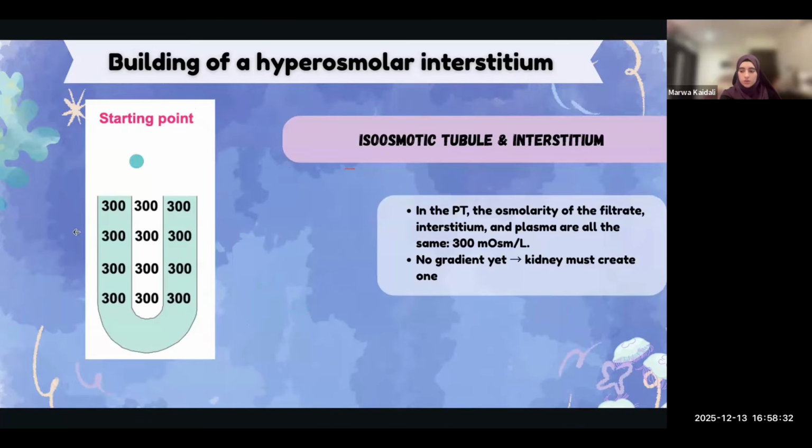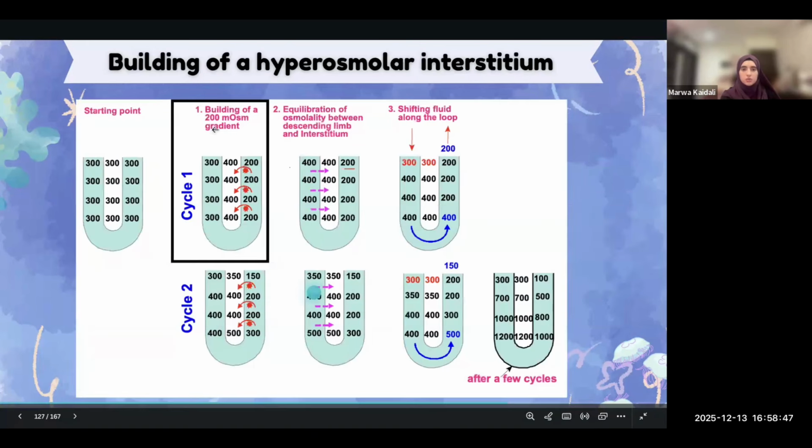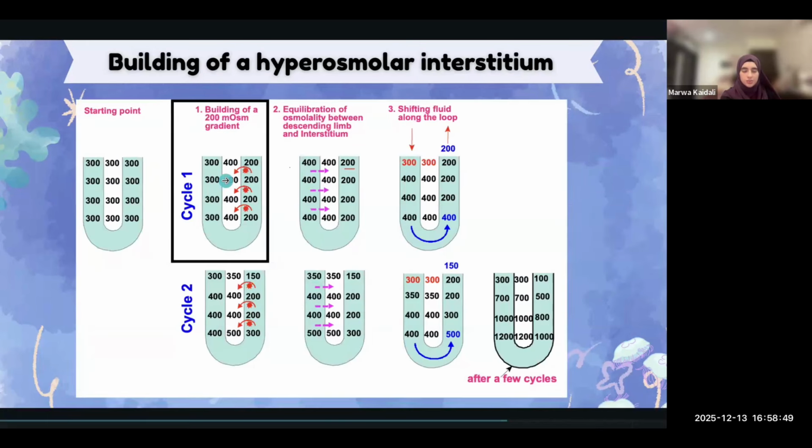Okay, so this was our starting point again. We said that the fluid from the proximal tubule is going to be isotonic, which means that we're going to have an osmolality of 300. So we have so far an osmolality of 300. We do not have any gradient. So this is why our next step is to create a gradient. So we're going to go with step number 1.